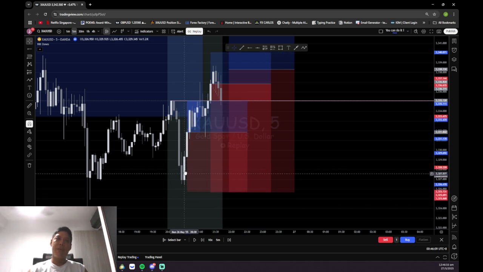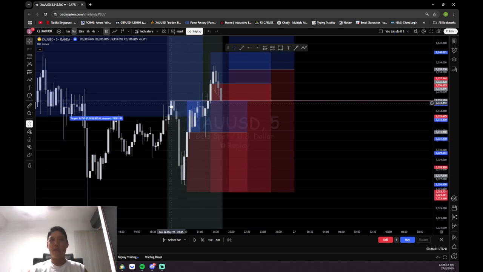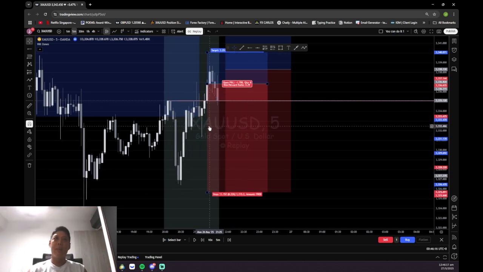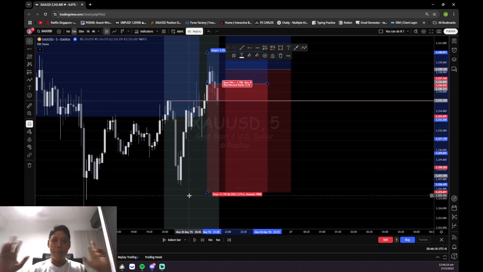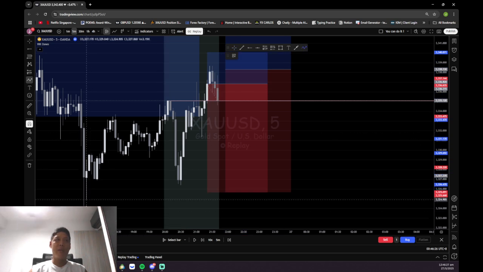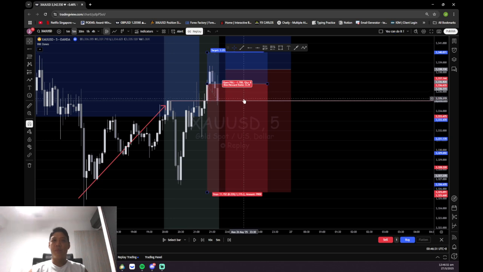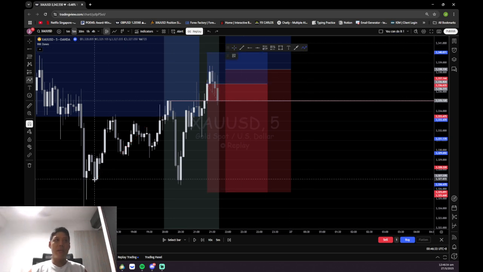But this is a fake entry, right? Because it didn't break the previous high. So technically this is not a setup, but it might be a potential setup. But my setup is always, I want to have a retest. So this is the position that I was looking at. So here, go up, right? Sorry, this is not the one. Basically here, it went all the way down here.